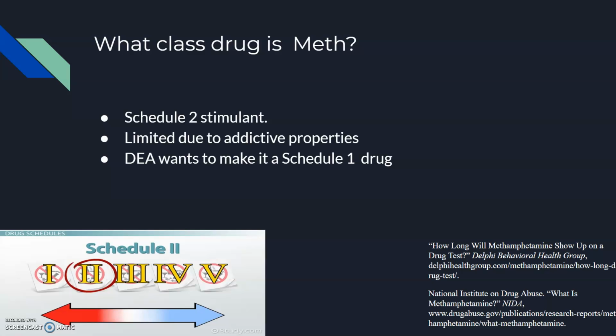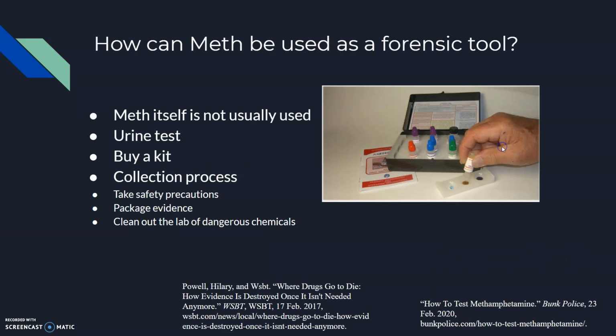Now, what class drug is meth? Well, meth is a Schedule II stimulant. This is due to its addictive properties. The medical use is barely used because it's barely prescribed. But when it is prescribed, there are no refills. And the DEA wants to make it a Schedule I drug due to the addictiveness and the heavy use of methamphetamine.